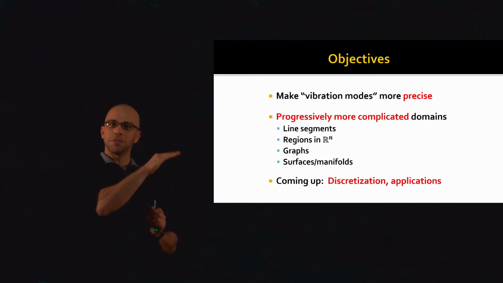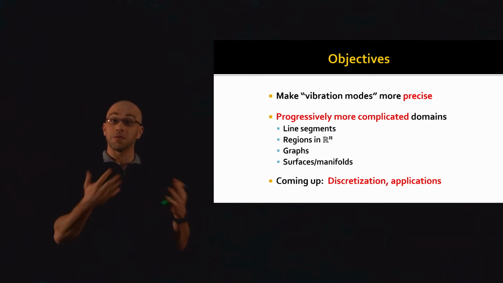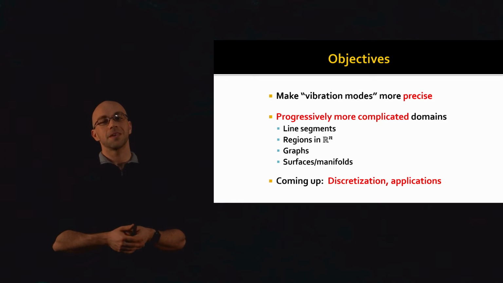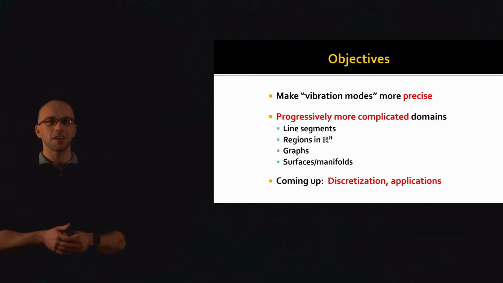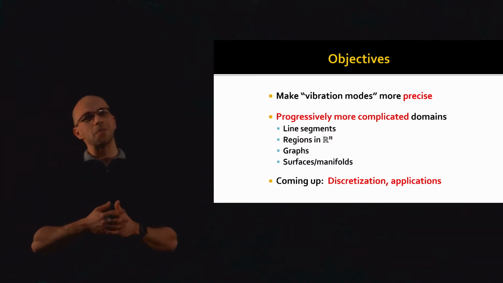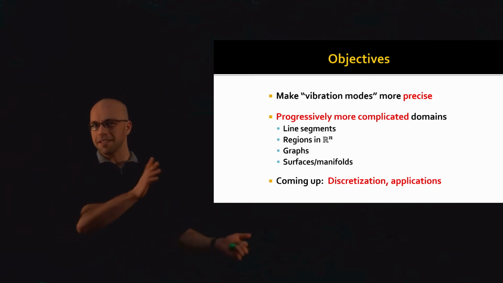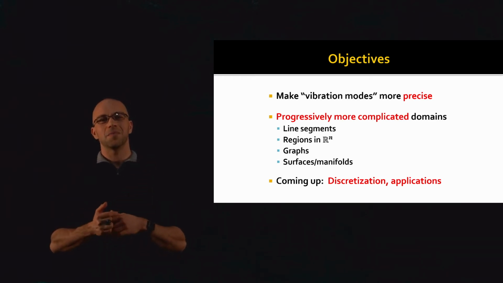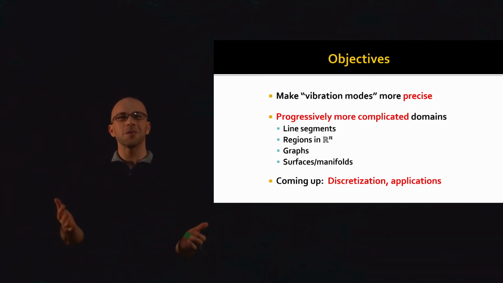Then we'll bump up to regions in Rn. So these are still flat, but they're higher dimensional. We'll take a step sideways and talk about a discrete structure, namely a graph, a collection of vertices and edges. And then finally, we'll do the big one, which is surfaces, and I should really say submanifolds of Rn, where we can define the Laplacian operator in its full glory.